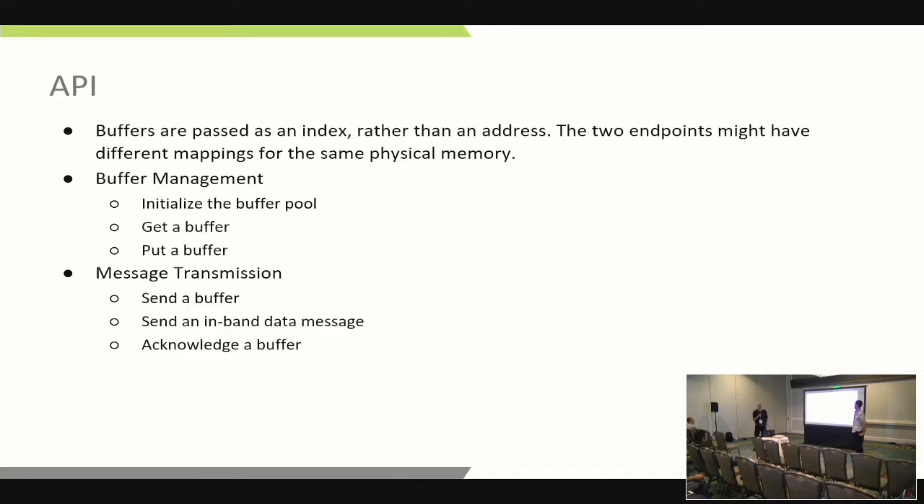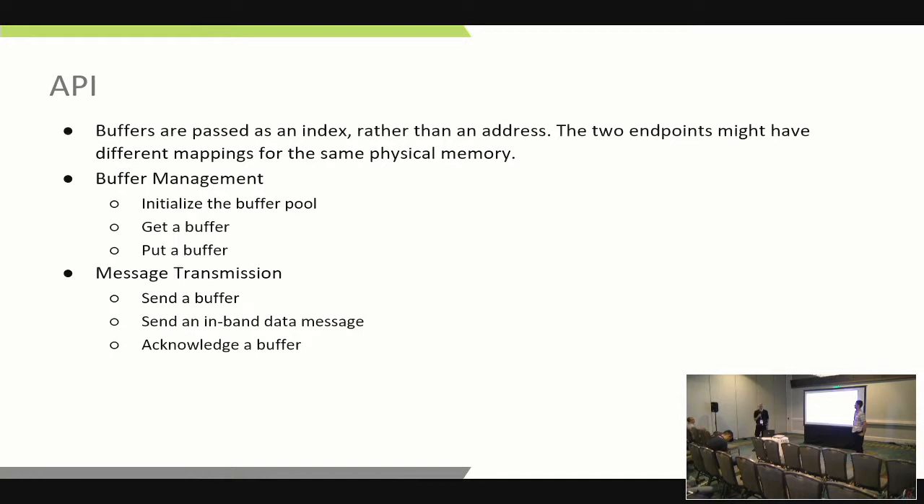And the API, I've written out the API in more detail, but given the short time, this is a kind of high-level sketch. Buffers are passed as an index rather than an address. This is because in many of the environments we can think of, the shared memory region will have two different memory maps depending on the processor it's running on. One side might have a virtual memory, one might have a physical. It might actually be two different physical address ranges.